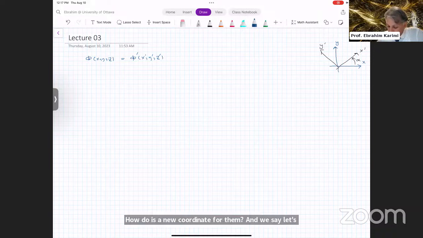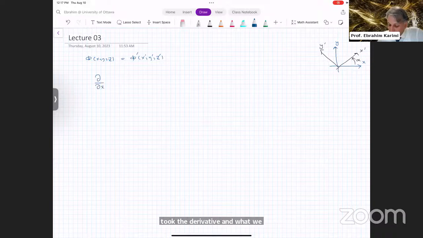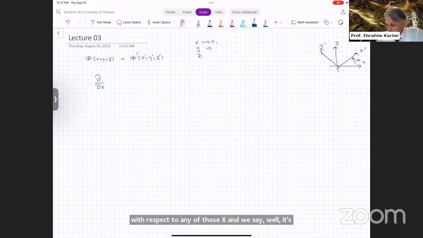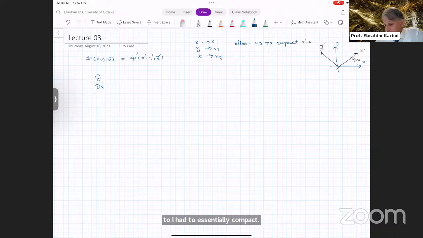And what we have done, we took the derivative, and we realized the derivative with respect to any of those x. And we said, well, it is better to not use x, y, and z, but to use x1, x2, and x3, and you can even extend it to n-dimensional space. Why are we using this? Because that allows us to essentially compact the mathematics, and we can also do some generalization.